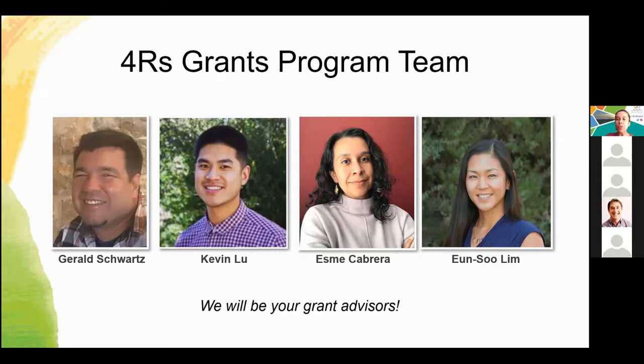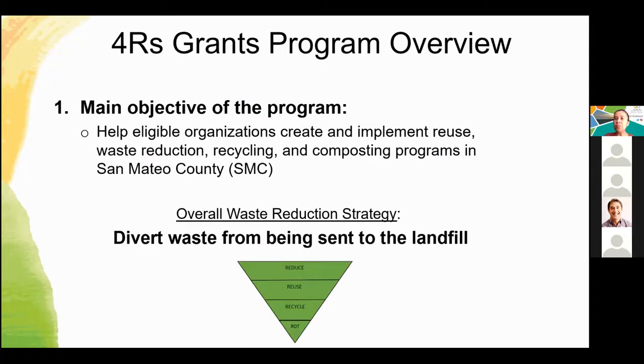This webinar will give you a brief overview about the 4Rs Grants Program and objectives, applicant eligibility requirements, eligible and ineligible expenses under a 4Rs grant, as well as important application information and tips. All right, so with that, let's jump right in. The main objective of the 4Rs Grants Program is to help eligible organizations create and implement reuse, waste reduction, recycling, and composting projects and programs in San Mateo County as part of an overall waste reduction strategy of diverting waste from being sent to the landfill.